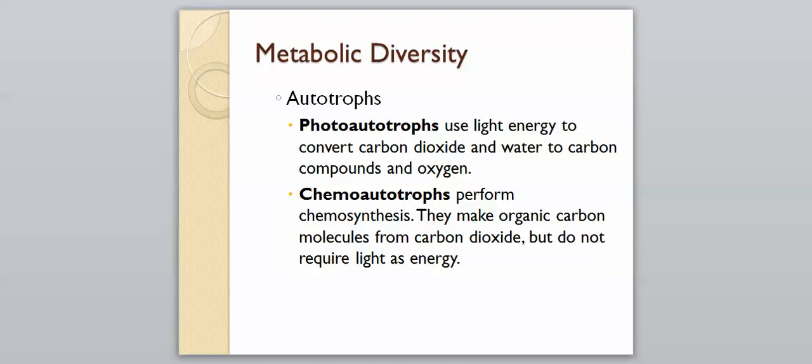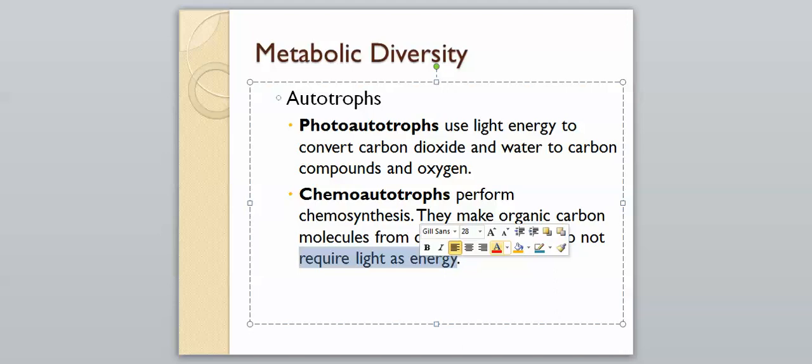Then there's chemoautotrophs. These ones are a little bit different. They perform what's known as chemosynthesis, and that means they take in organic carbon molecules from CO2, but they do not require light as the energy. So that's a big one. They do not require light as their source of energy. So photoautotrophs have to have light. Chemoautotrophs, they can make their own food without light. So that's the main difference between those two.